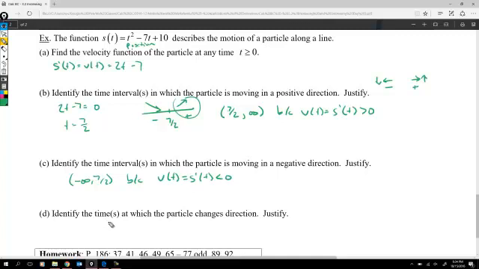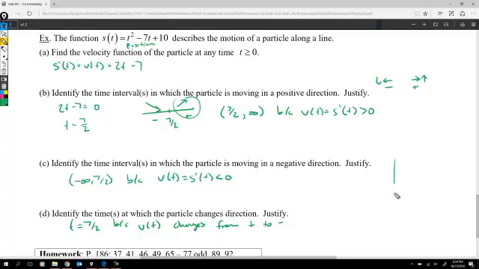Then it asks me to identify when the particle changes direction, and that's going to be my critical number. So it changes direction at 7 halves because my velocity changes from positive to negative. So if your velocity changes sign, that means that the particle changed direction.